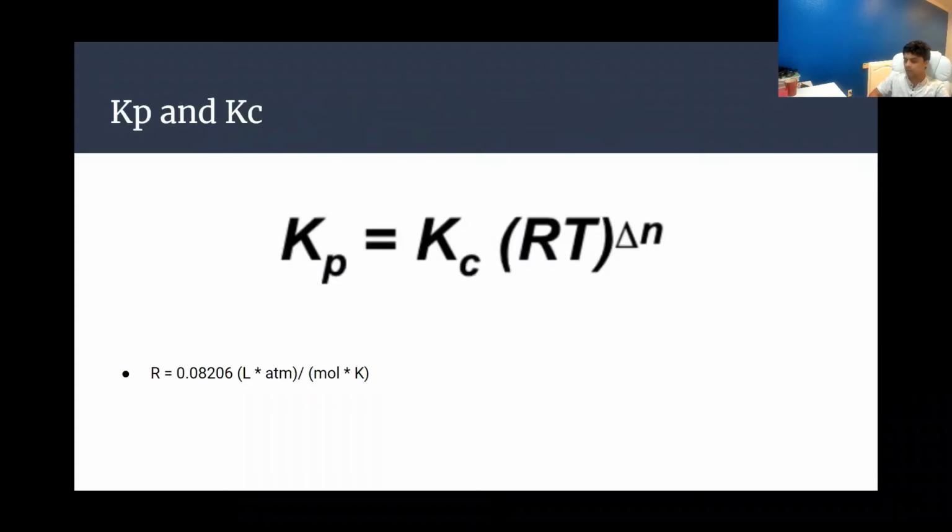So this is another equation: Kp equals Kc (RT) to the delta n. Delta n is essentially the sum of the stoichiometric coefficients of the products minus the sum of the stoichiometric coefficients of the reactants. So you can just plug into the equation and find out.